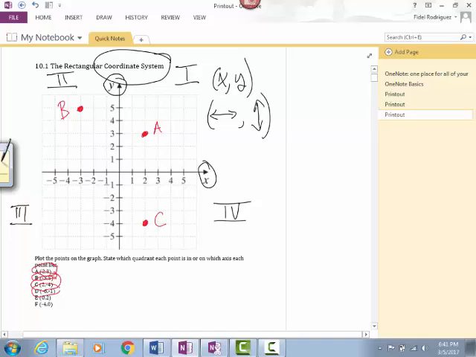My point D is the point negative 6, negative 1. So again, from the middle, I need to move to my left 6 spaces. 1, 2, 3, 4, 5, 6, and then down 1 space. And that's my point D.